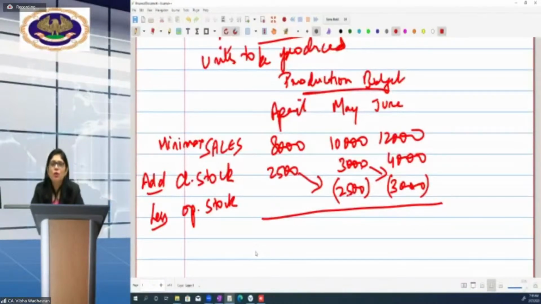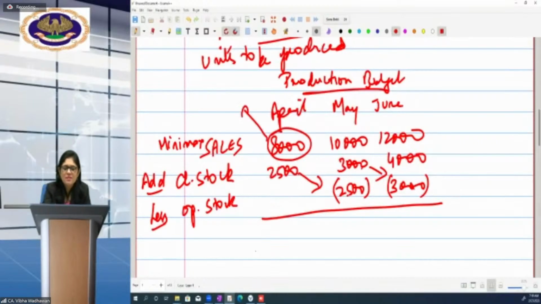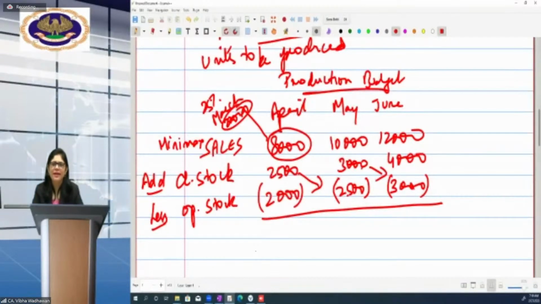How to calculate closing stock of March? Closing stock of March will be 25% of the sales of April. The way we have calculated the closing stock for other months, the same way, first calculate the closing stock for March. That will automatically become the opening stock of April. So 8,000 is the sales of April. 25% will be the closing stock for March. So 2,000 will be the closing stock for March, and closing stock of March will become the opening stock of April. All right. This way you have to do, because we are taking the closing stock as a percentage of the succeeding month's sales.